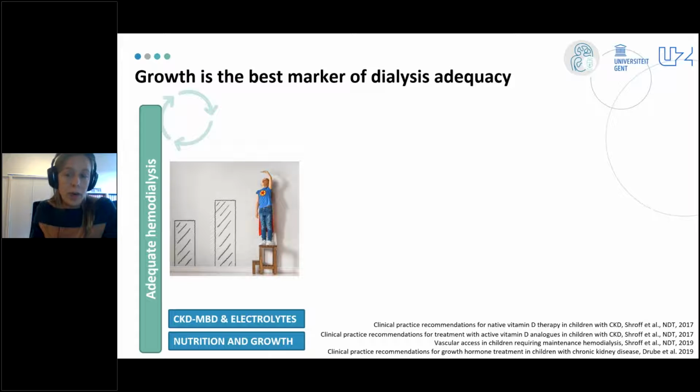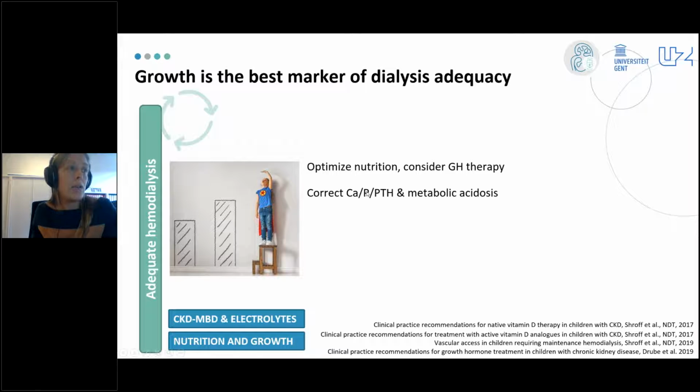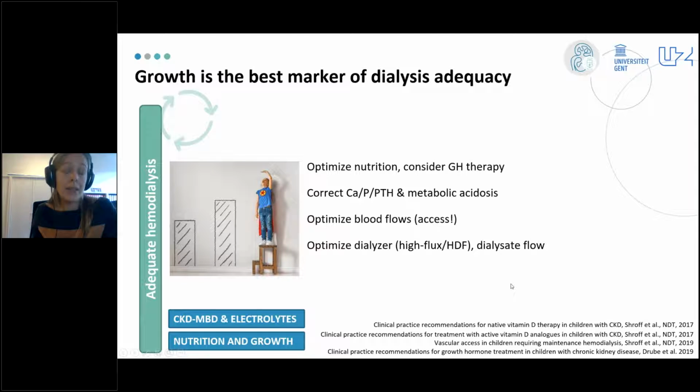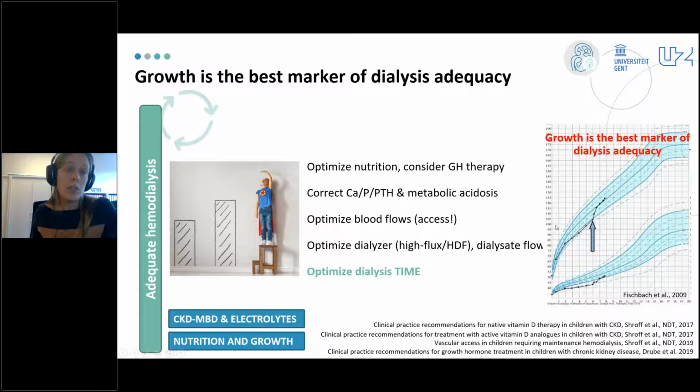If you want to have your child growing on hemodialysis, you really need to optimize nutrition. And if this is optimized, you can consider growth hormone therapy as well. You need to correct calcium, phosphate, PTH, and metabolic acidosis. You have to optimize your blood flow, which is of course related to your access. You need to optimize your dialyzer and also dialysate flow. And of course, if you're not getting there, optimizing time is also an important aspect to consider, which is also shown by Dr. Fischbach in the past, that by increasing your time on dialysis, you really can obtain and reach catch up growth in your children.